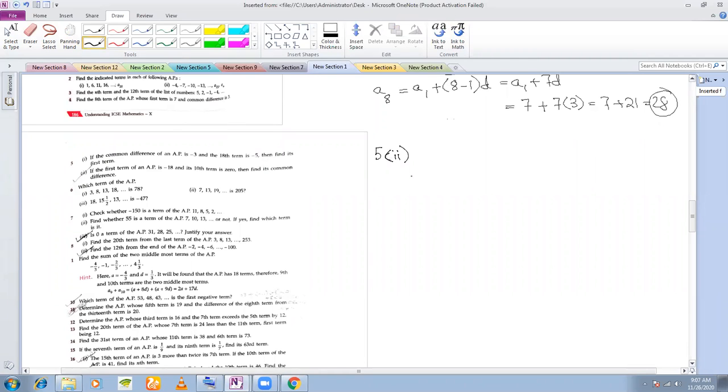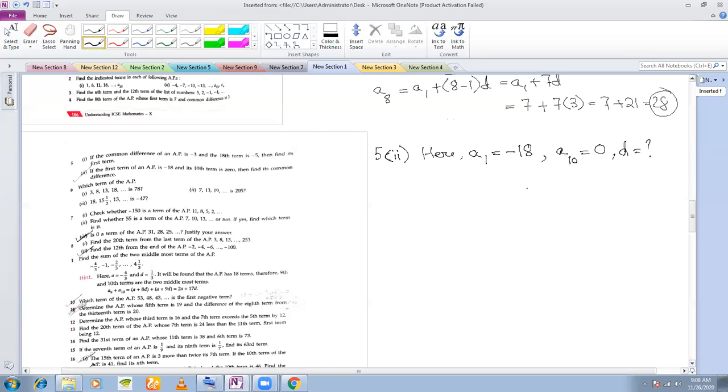If the first term of an AP is minus 18 and the 10th term is 0, find the common difference. So let's see what is given here. The first term of the AP is given to be minus 18, so A1 here is minus 18. And the 10th term is given to be 0. 10th term means A10 is given to be 0. You need to find out D.